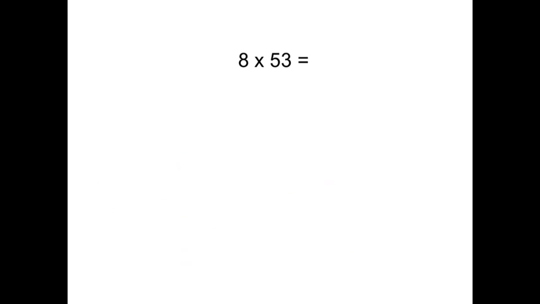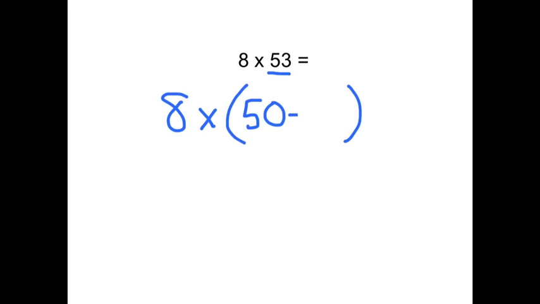Let's try this one. 8 times 53. You can pause the video, see if you can break it apart using the distributive property, and find the answer. Alright, hopefully you paused it and you came up with the answer. We'll see if we get the same answer. We have 8 times, and let's break that 53 apart. That's a 50 plus a 3. And then we take that 8 and we multiply it times both of these numbers.